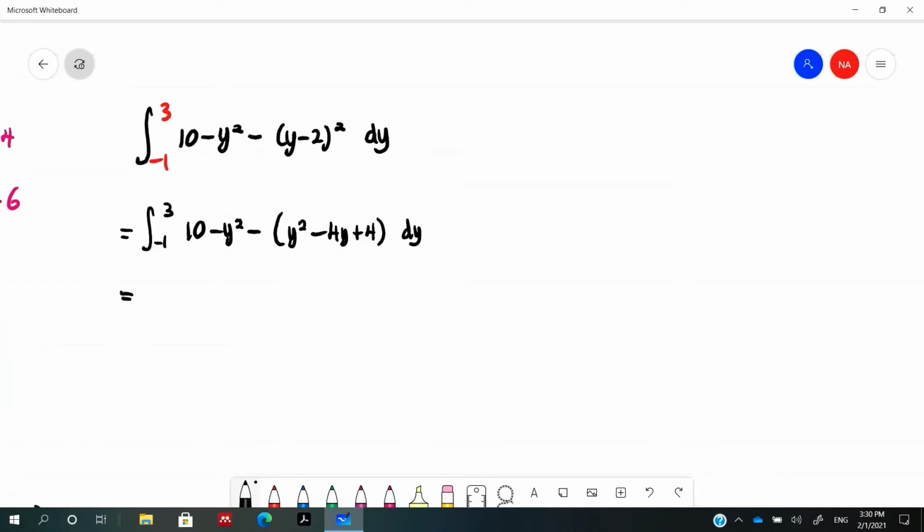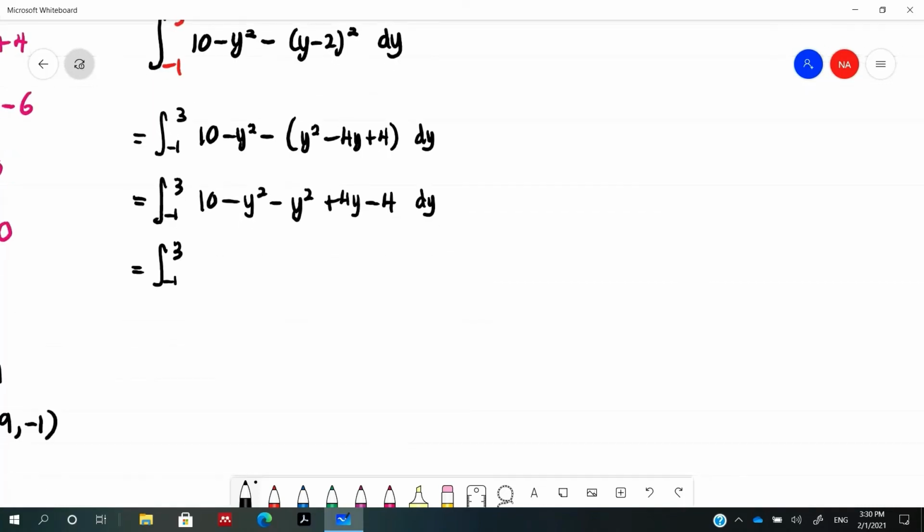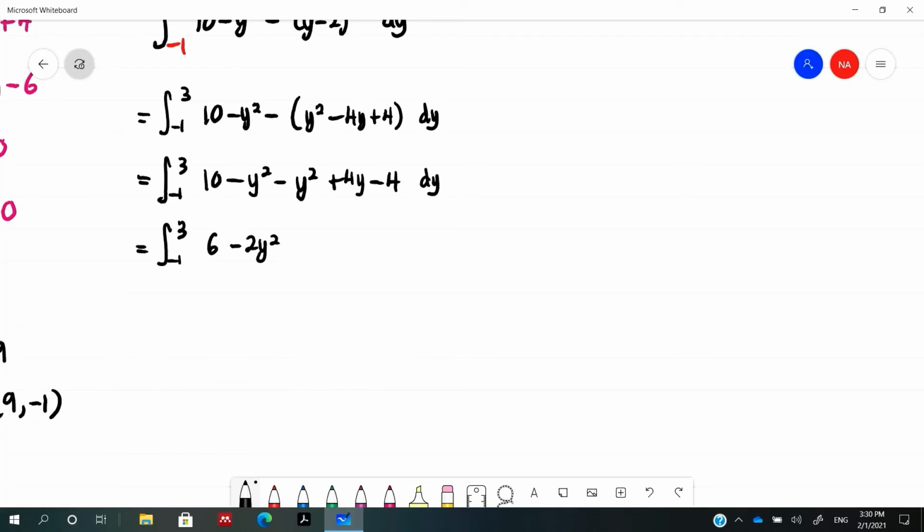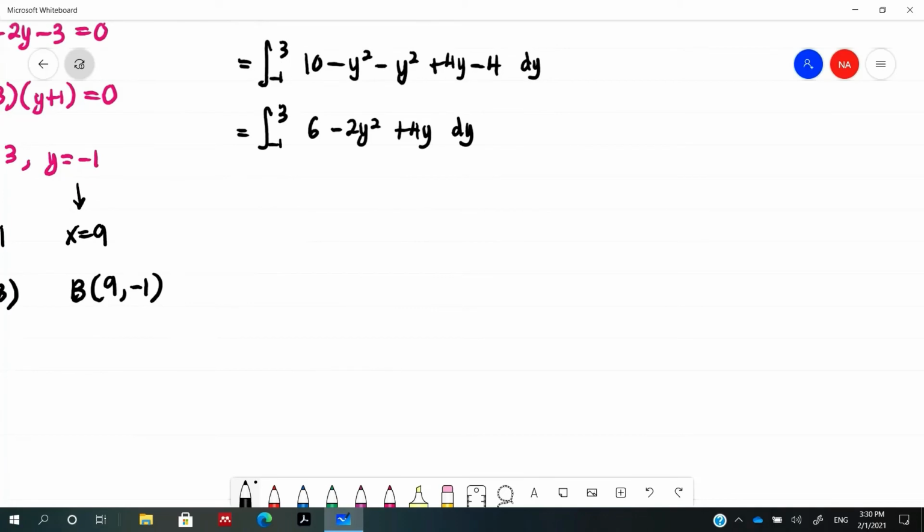So we have something like this, integral from negative 1 until 3 of 10 minus y squared minus y squared plus 4y minus 4, dy. All right, so we have 10 minus 4 should be 6. So 6 minus 2y squared plus 4y, dy. So now we want to integrate it. All right, so we'll have something like 6y minus 2y to the power of 3 over 3 plus 4y squared over 2. All right, so we should substitute from negative 1 until 3.